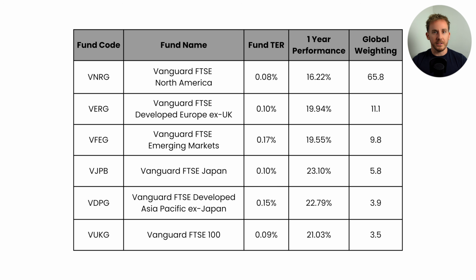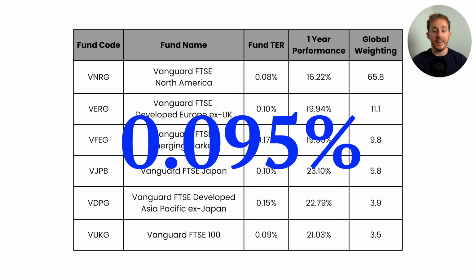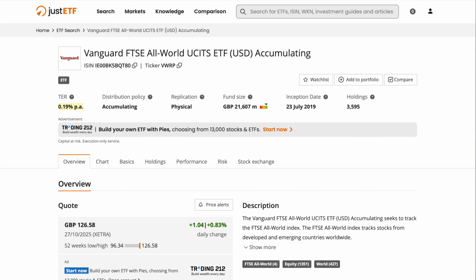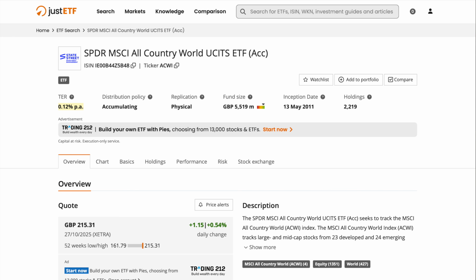Your weighting is also going to change the average TER. If you just base it on the global index right now, the average TER for this portfolio on screen here is around 0.095%. That's compared to Vanguard's FTSE All-World fund with an ongoing charge of 0.19%, and even one of the cheapest All World ETFs on the market, the SPDR MSCI All Country World ETF, with an ongoing charge of 0.12%. That saving in fees is important, but I'd say the most important thing is just going to be down to your preferences and how active an investor you want to be.